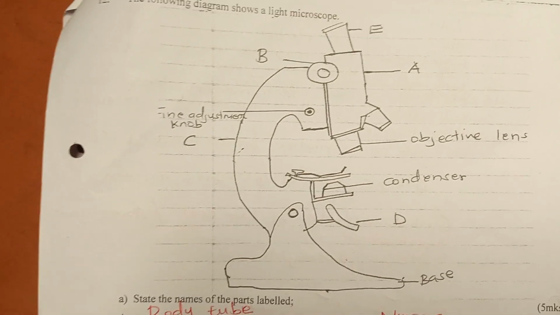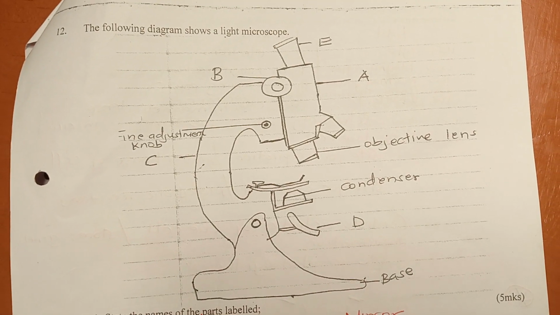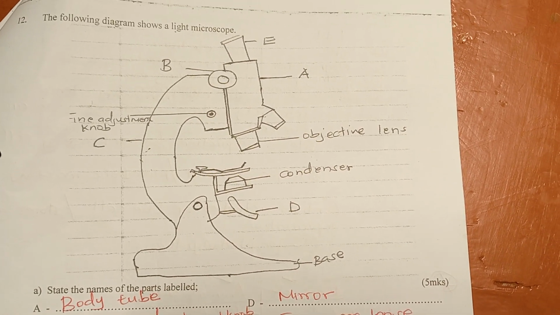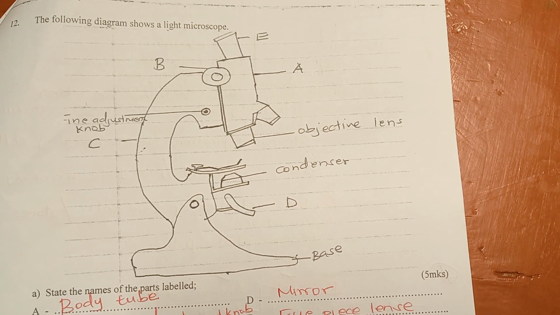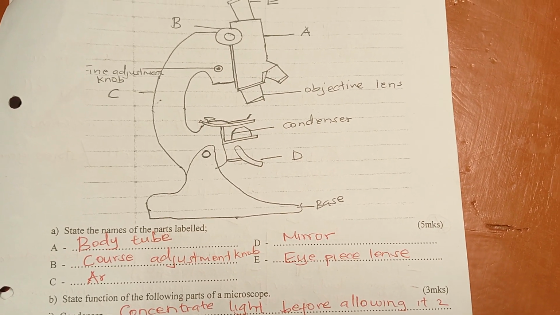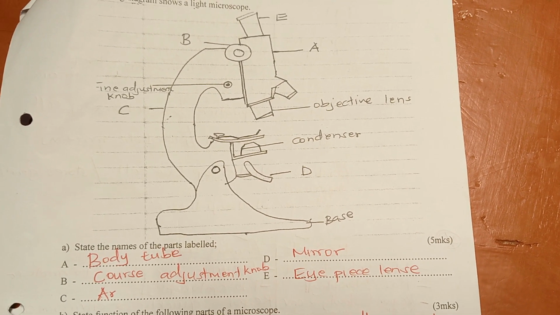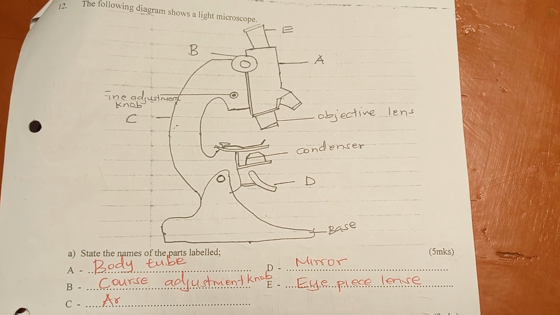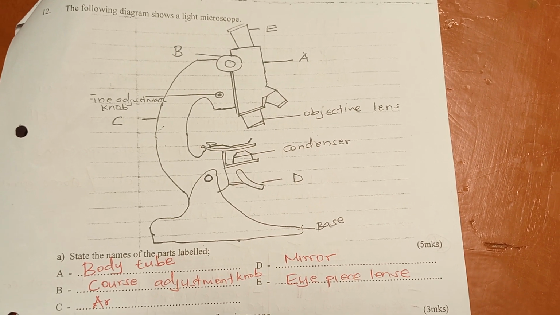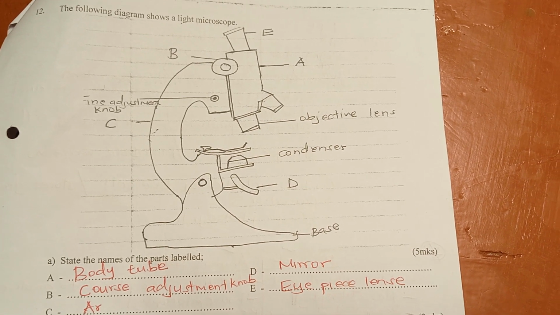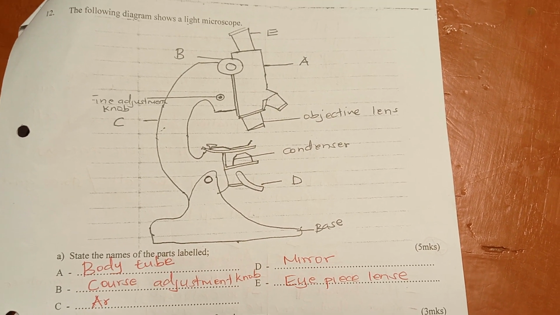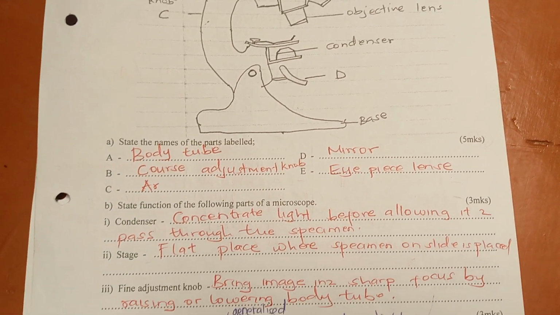So here you're given a microscope. You're told that the diagram shows a light microscope. So you are given the parts labeled E, A, B, C, D, like that. You're told to name part A, B, C, D, and E. So part A is the body tube. Part B is the coarse adjustment knob. Part C is the arm. Part D is the mirror. Part E is the eyepiece lens.